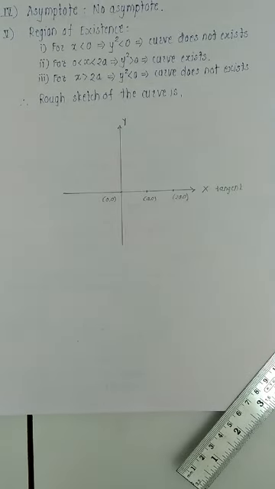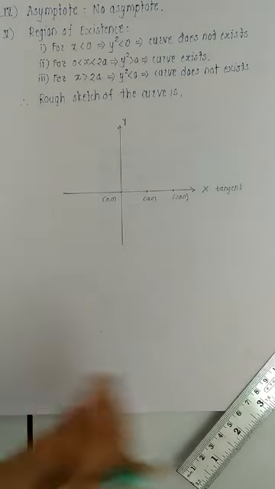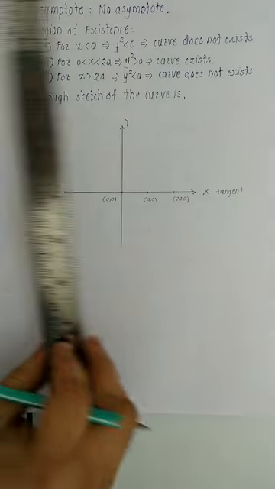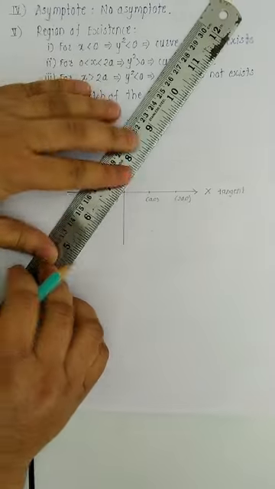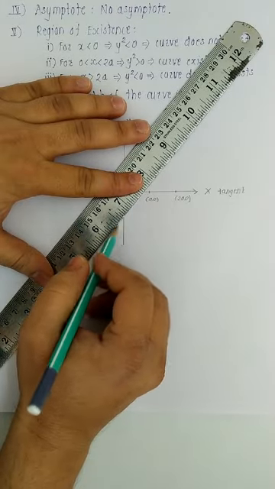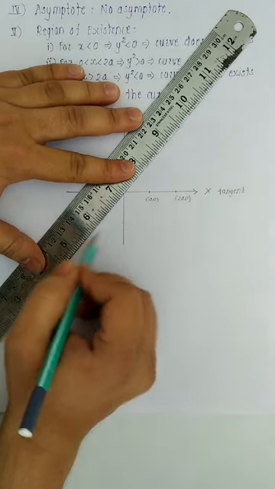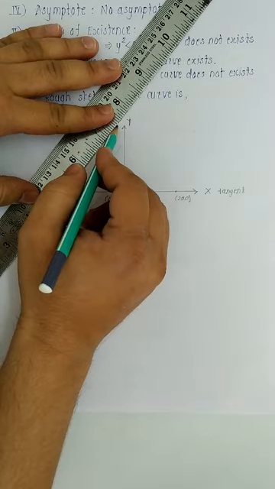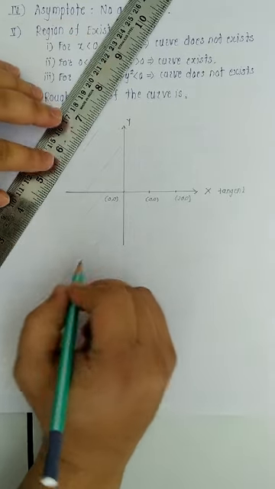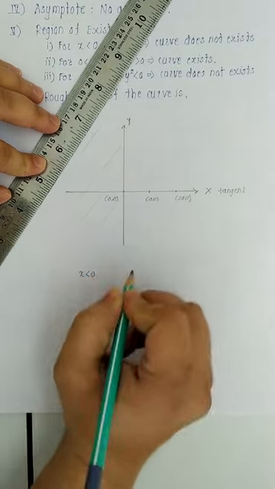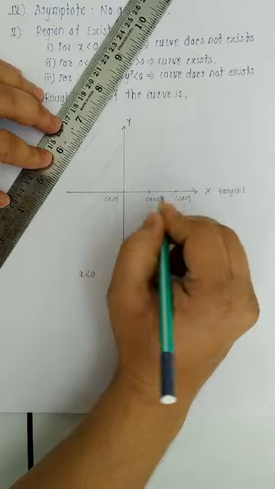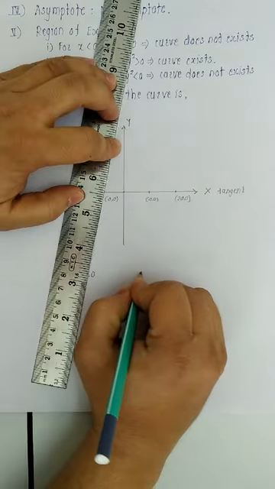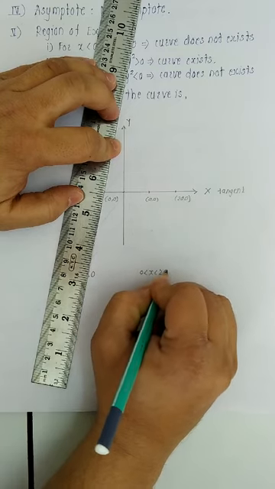Now, first of all, we will try to get the region of existence and the absence. So we'll try to draw that. Now, what we observed, for x less than 0, that is on the left side of y-axis, it is the region of absence. So no branch of the curve will exist on the left hand side of y-axis, that is for x less than 0. Then the curve exists for the interval 0 less than x less than 2a.